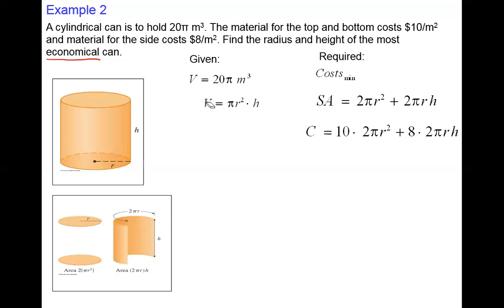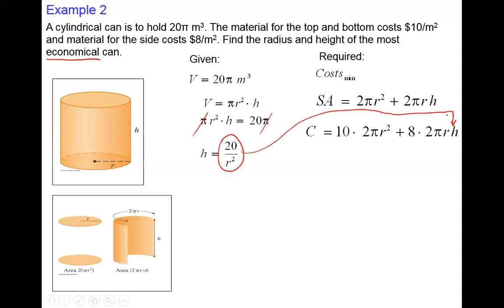It looks like if V is 20 pi, I can nicely solve this equation for h. That means pi r squared times h equals 20 pi. Dividing by pi, of course, and solving for h, I have 20 over r squared. That means this is the relation for h in terms of r, and this will travel to that. And then the cost function C will be defined in terms of one variable.